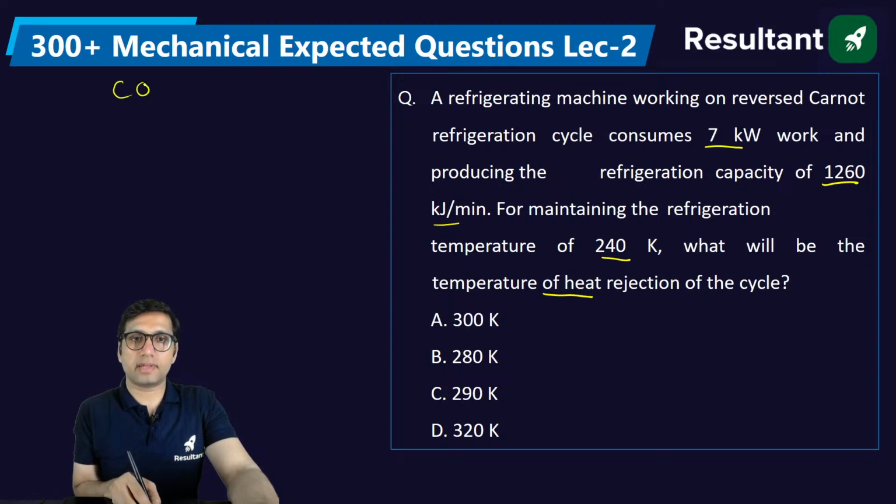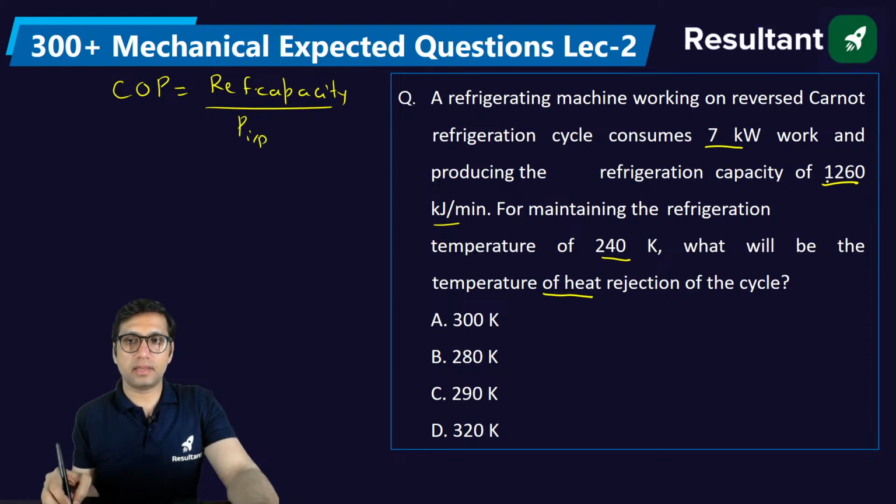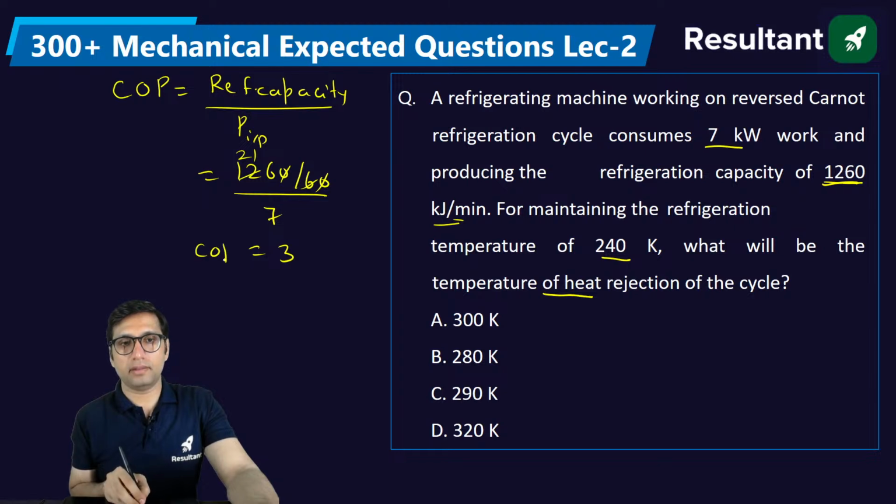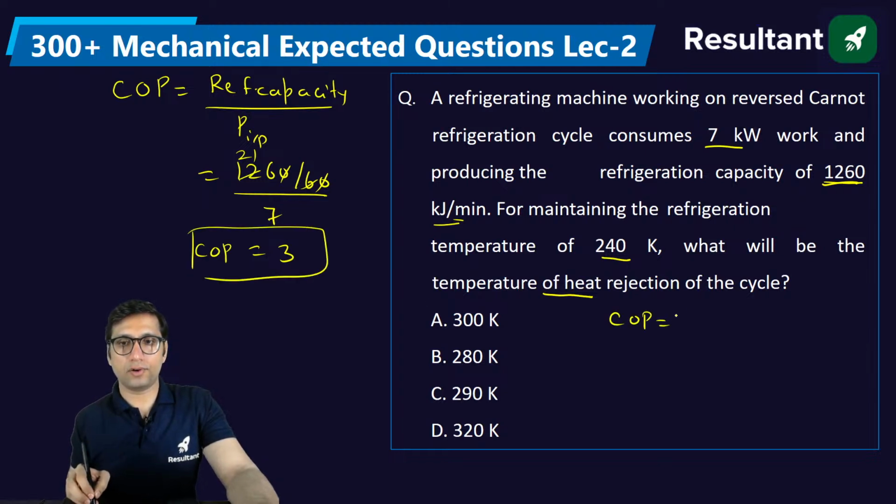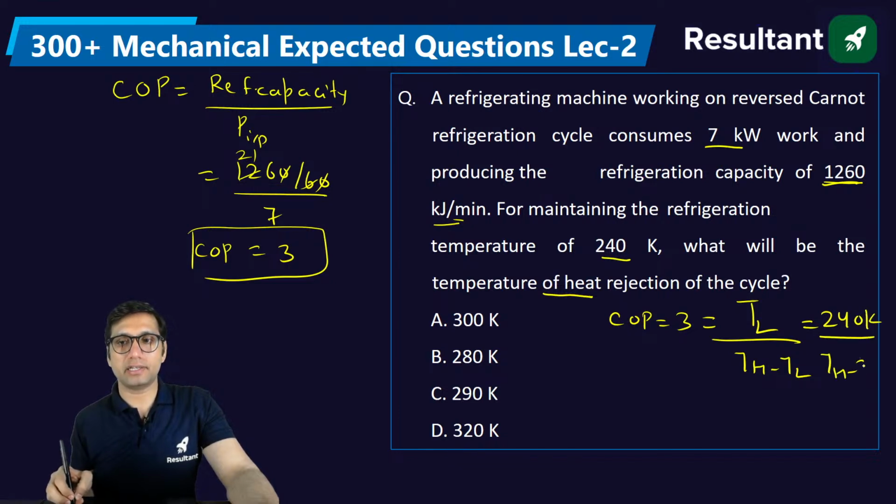First of all, it is a reverse Carnot cycle. So COP will be equal to refrigeration capacity divided by the power input or work input. Here the refrigeration capacity is given in kilojoule per minute, so you have to convert that into kilowatt by dividing by 60, and then divide by 7. Solve this and you will get COP 3. Now COP is equal to, because it is a refrigeration machine, lower temperature divided by higher minus lower temperature. To maintain 240 Kelvin lower temperature, what is the temperature of heat rejection? So 3 will be equal to 240 divided by higher temperature minus 240.